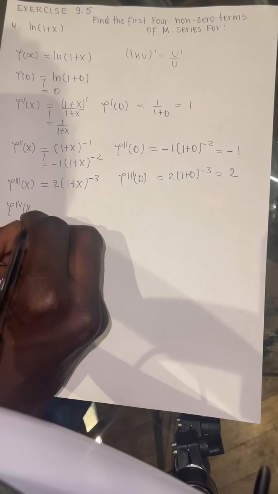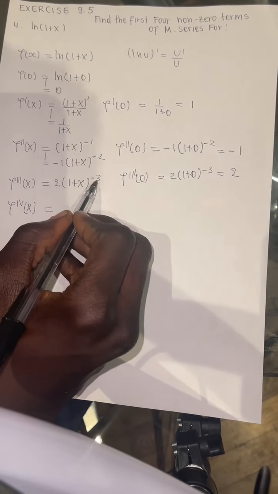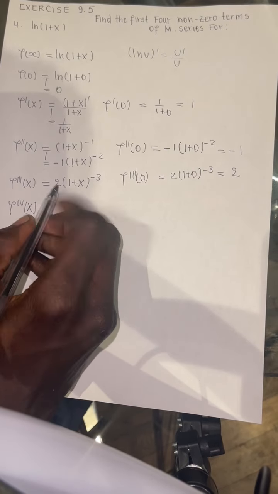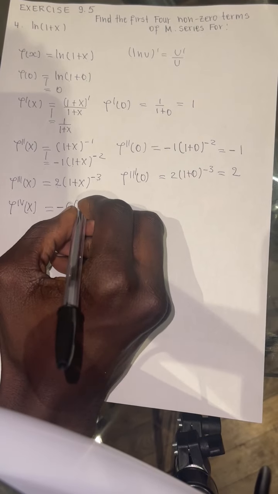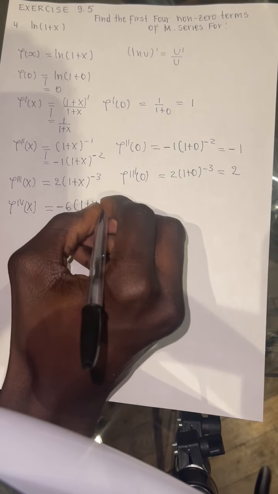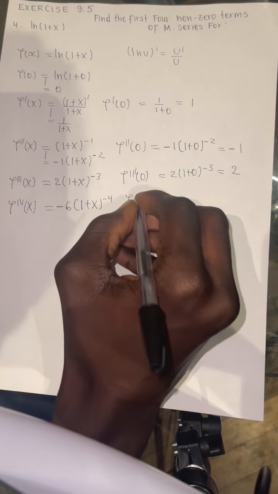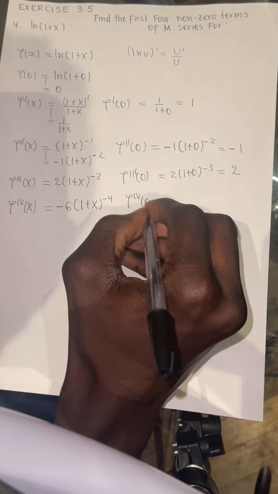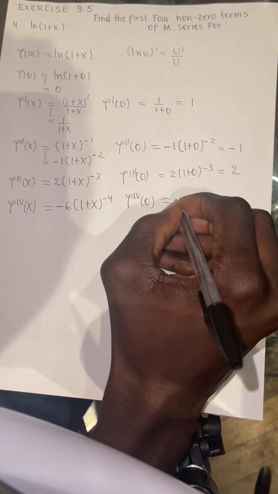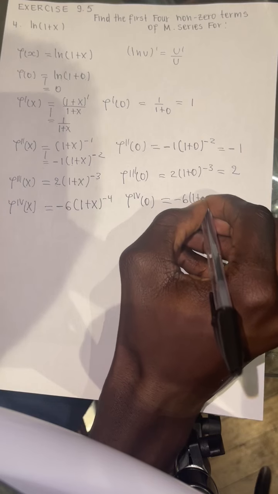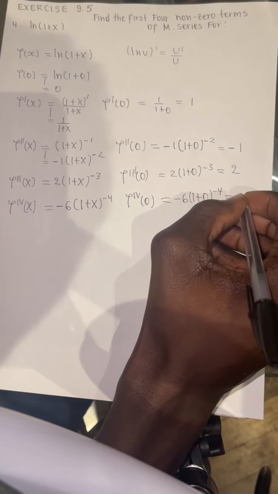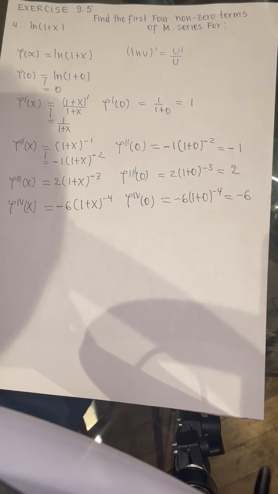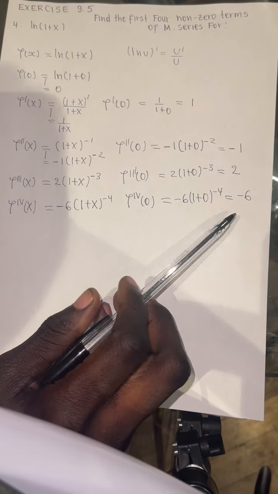So the derivative: this 2 times this negative 3, we're only going to have negative 6, and then (1 + x) to the power negative 4. And then to solve this, we're just going to have negative 6 times (1 + 0) to the negative 4, which is negative 6.